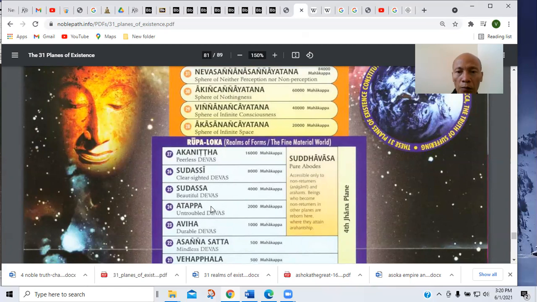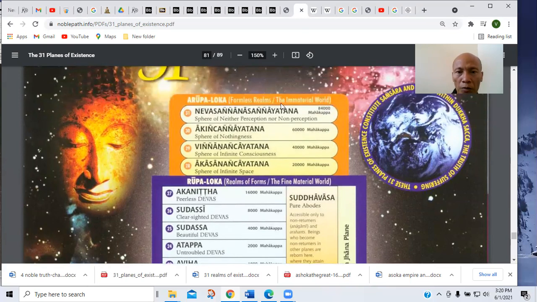The gods live in the realm of form, the five pure realms, which we cannot see because their bodies are so fine and so subtle. They can see us, but we cannot see them. And the last one is the formless realm, the immaterial world.